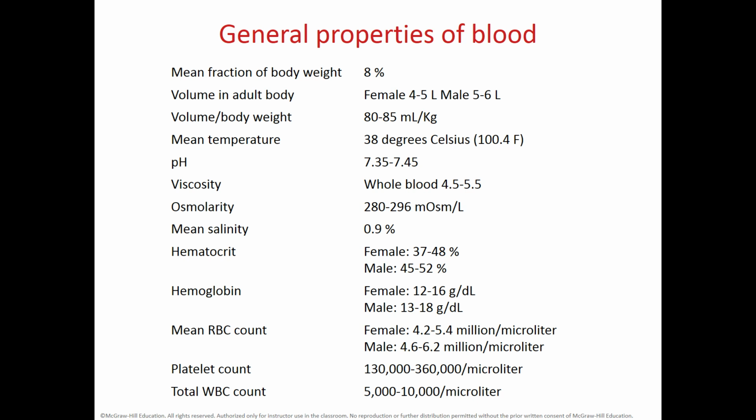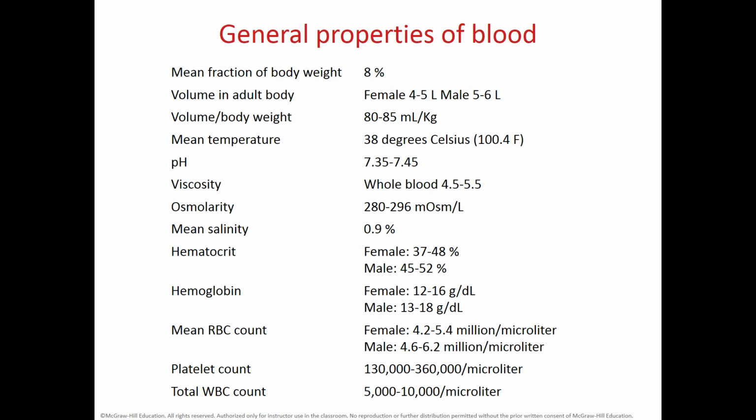Now the percentage of red blood cells that is found in the blood is known as hematocrit, and in females it is between 37 to 48%, while in males it is between 45 to 52%. Hemoglobin is a protein that carries CO2 and oxygen within the red blood cells, and in females we have between 12 to 16 grams of hemoglobin per deciliter, and in males we have between 13 to 18 grams of hemoglobin per deciliter.